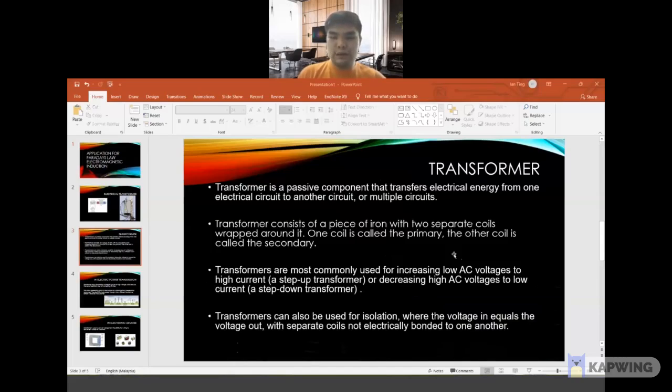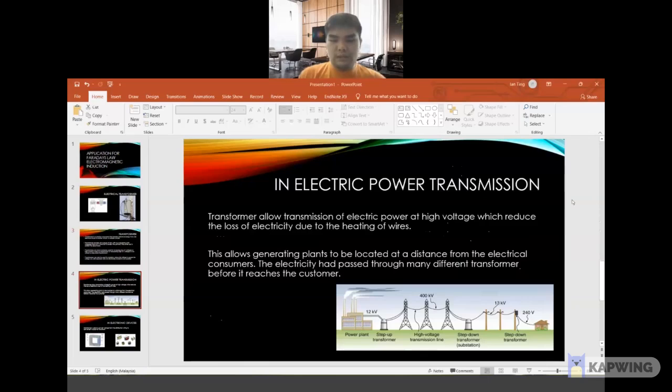One coil is called the primary and the other coil is called the secondary. Transformers are commonly used for increasing low AC voltage with high current, called a step-up transformer, or decreasing high AC voltage with low current, called a step-down transformer. A transformer can also be used for isolation, where the voltage in equals the voltage out, with separate coils not electrically bonded to one another. Transformers are used in two main ways. One is electrical power transmission.